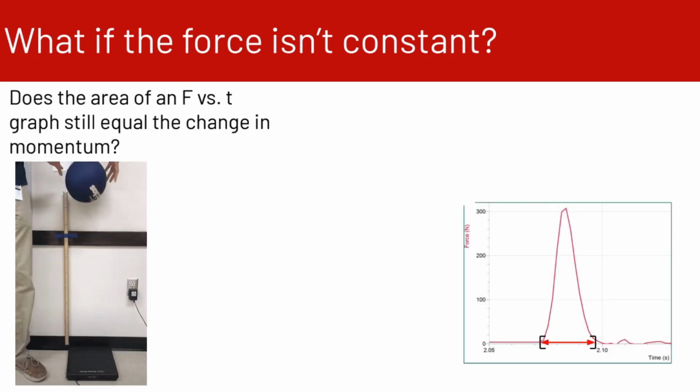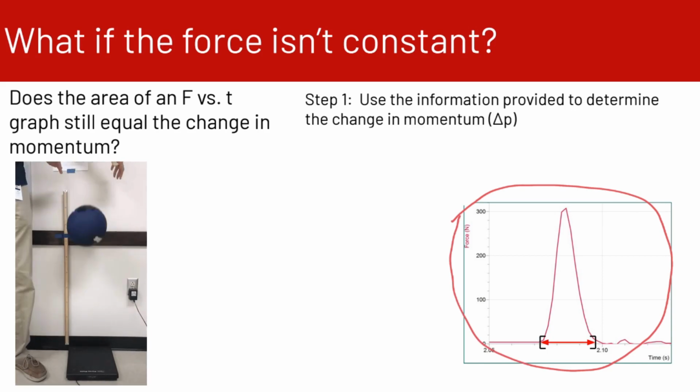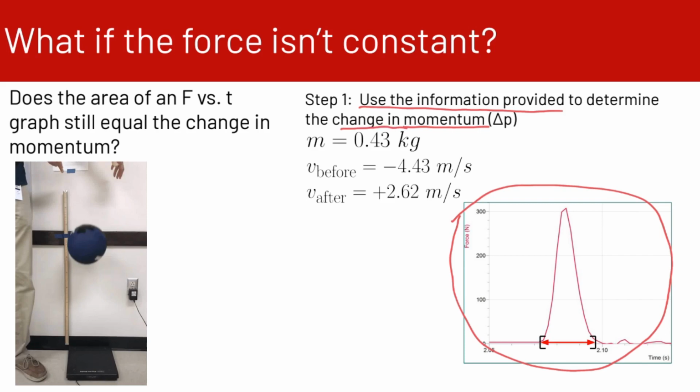Okay, so here on the right side we have the graph from the force sensor. You can see here is the graph from the force sensor. So we're going to use the information provided to determine the change in momentum. So delta P, remember, is equal to mass times delta V.